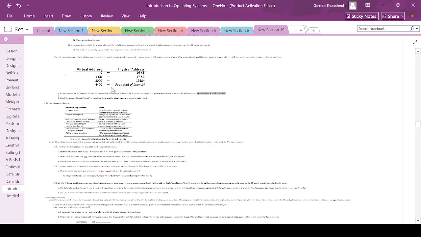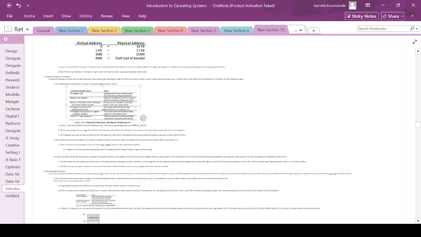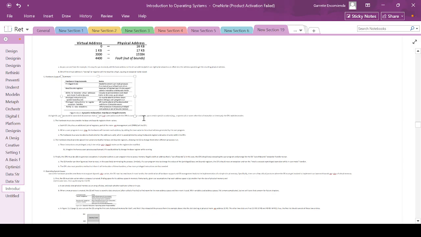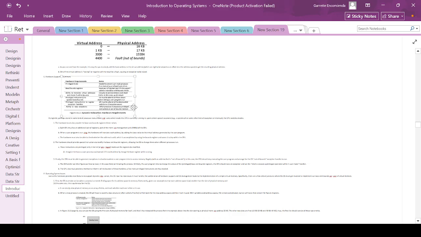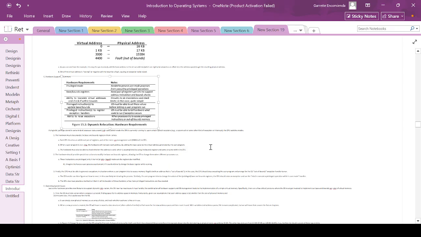So that 4 kilobyte could be out of bounds in this 16 kilobyte physical address if you just focus on the base case, because you will then end up starting at 16 kilobytes, which is the end of that physical address space.